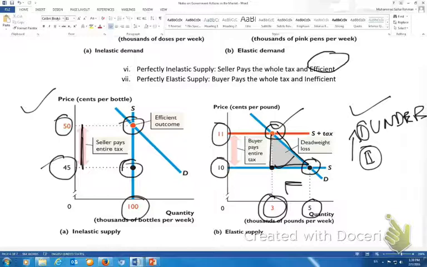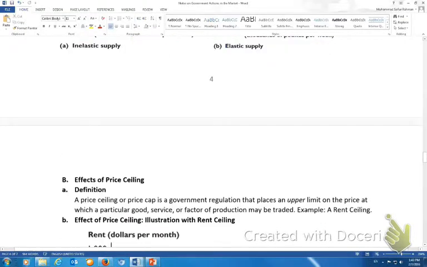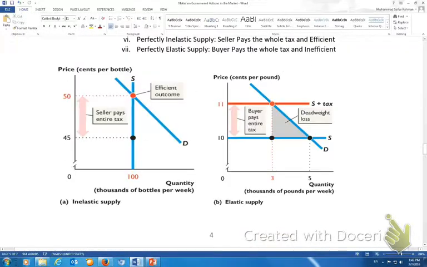Our buyer is paying the full tax, right? Because as a result of this tax, the only thing is that our buyer ends up paying a higher price of $11. So our buyer pays the whole tax, and obviously there is a deadweight loss. Deadweight loss makes this outcome inefficient. So depending on different kinds of elasticity of the demand and supply curve, the market outcomes can be efficient or inefficient, but more importantly, the share of the burden of tax could be fundamentally different. So that's an interesting concept.